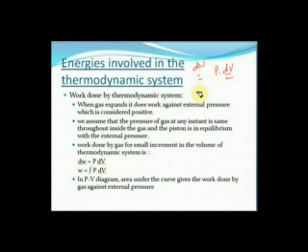So to get the total work done, we need to integrate this. The work done is nothing but the integration of P dV, and in the PV diagram the area under the curve gives the work done by the gas against external pressure. So suppose we have a PV diagram like this. The area under this curve is this area. This will give the value of work done by the gas against external pressure. So this will be the work done.